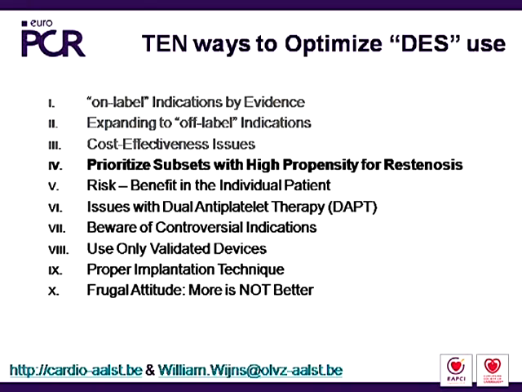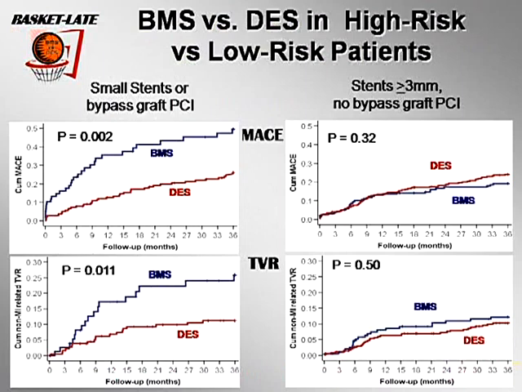Now, can we easily identify those patients? Yeah, relatively well. They did it in the BASKET trial, shown here. The small vessels or the bypass graft intervention were considered high risk. The large vessels, more than 3 millimeters, were considered low risk. And here is the outcome.